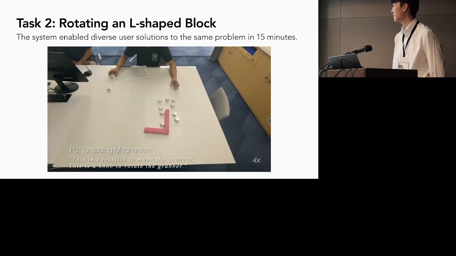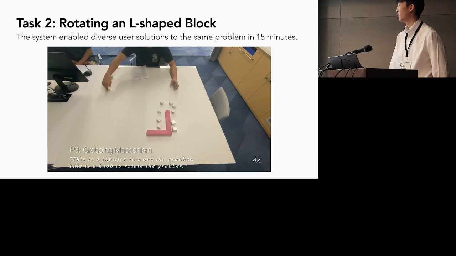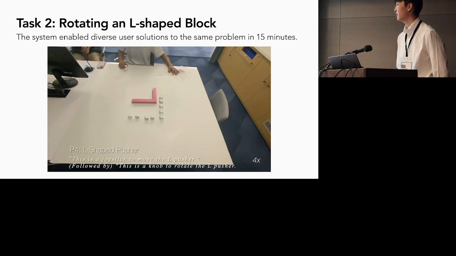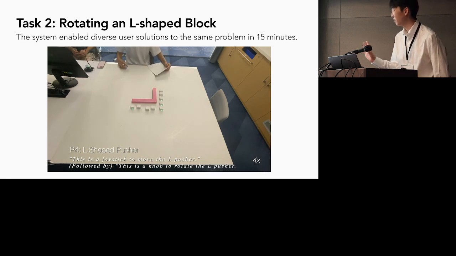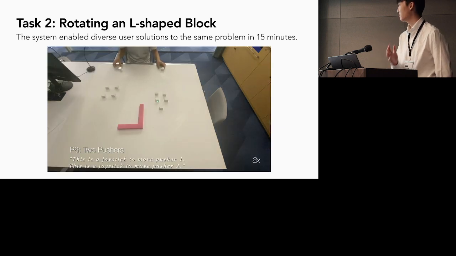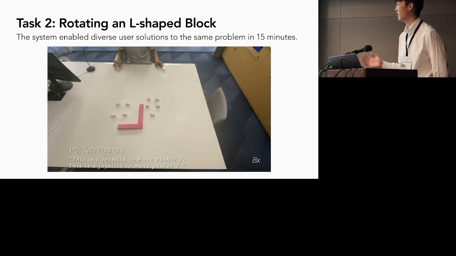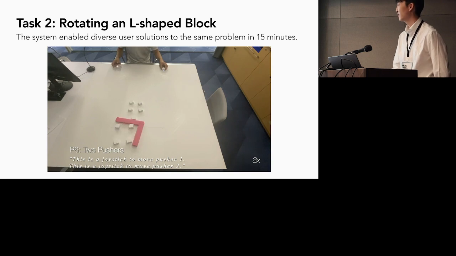And in the second task, the system really showed its ability to flexibly handle the user's unique ideas. So users were all trying to rotate the same L-shaped block, but because of this flexibility of hand shaping, they were able to take all these really unique different approaches to solving the same problem.